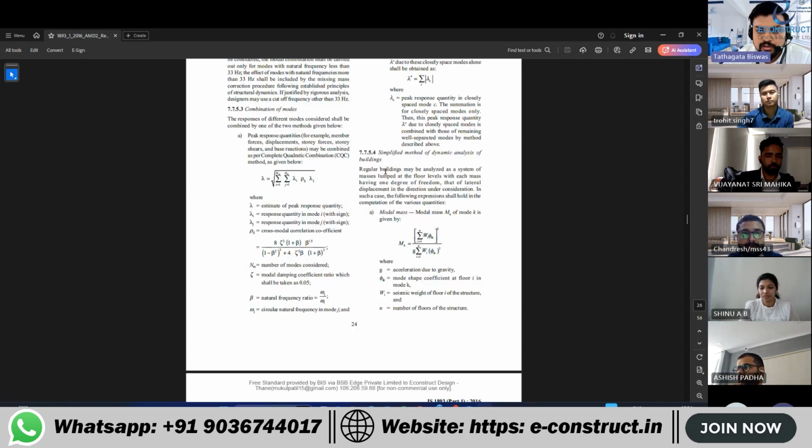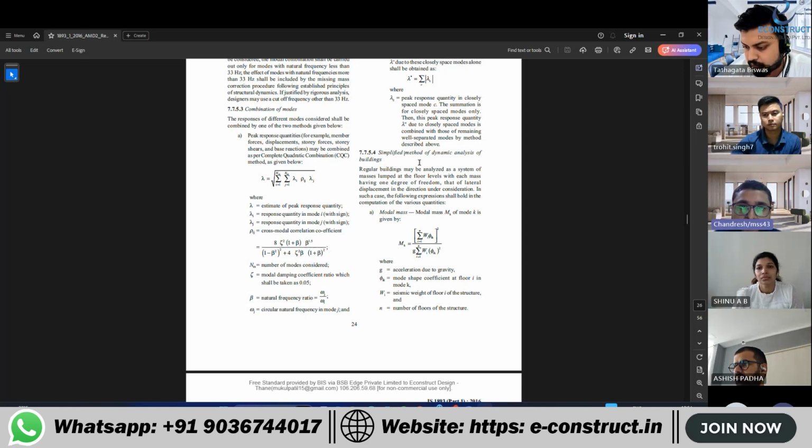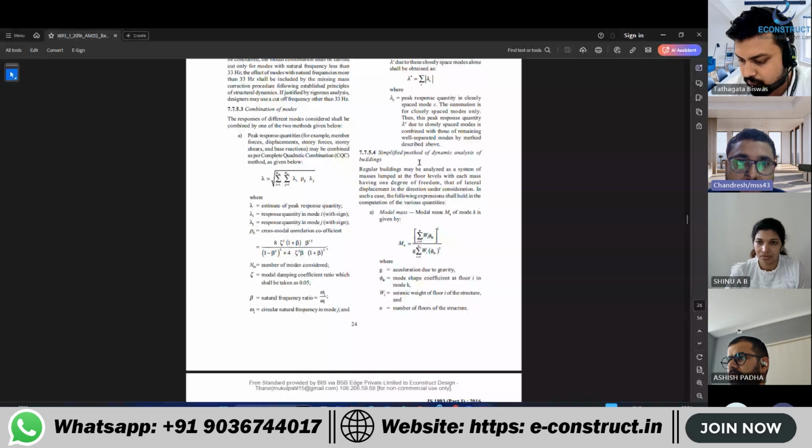All right. So somebody please read it from Simplified Method of Analysis of Buildings, Chandresh. Regular buildings may be analyzed as a system of masses lumped at the floor levels, with each mass having 1 degree of freedom, that of lateral displacement in the direction under consideration. In such a case, the following expressions shall hold in the computation of the various quantities. A. Modal mass. Modal mass Mk of mode k is given by.